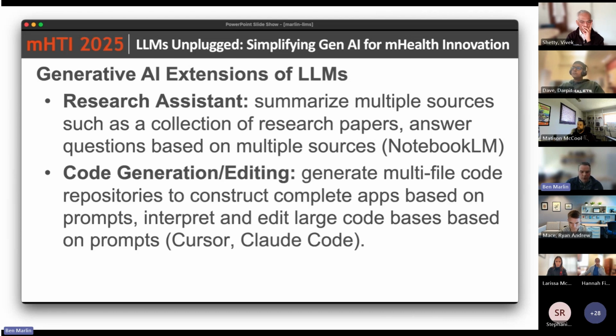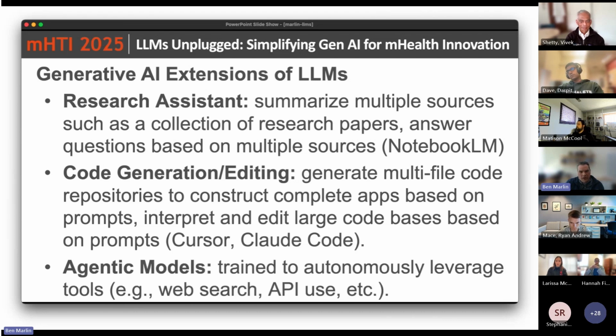I already mentioned code generation. There are more specific tools for doing code generation. There's a platform called Cursor, which has become popular over the last little while, that will edit large code bases. It falls under a newer category of models called agentic models that don't just generate code. They can use tools like web search or call different kinds of APIs.